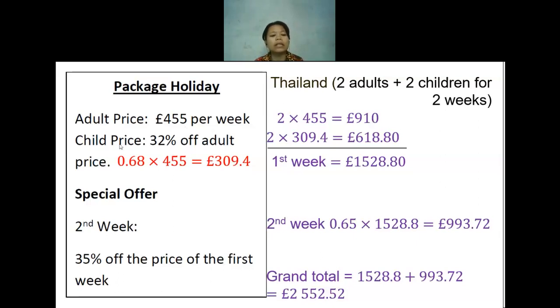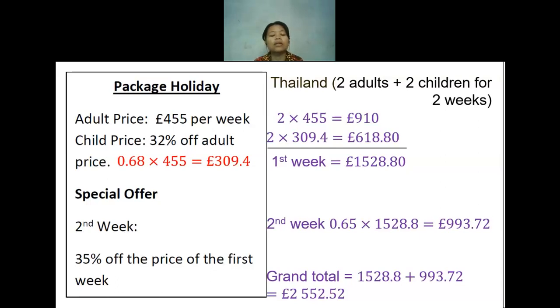For the children, they get a 32% discount. So I use the multiplier method, because if the original is 100% and it is getting 32% off, the rest will be only 68%. 100 minus 32 equals 68. Because I'm using the multiplier, I change the 68% into a decimal, which becomes 0.68 times 455.